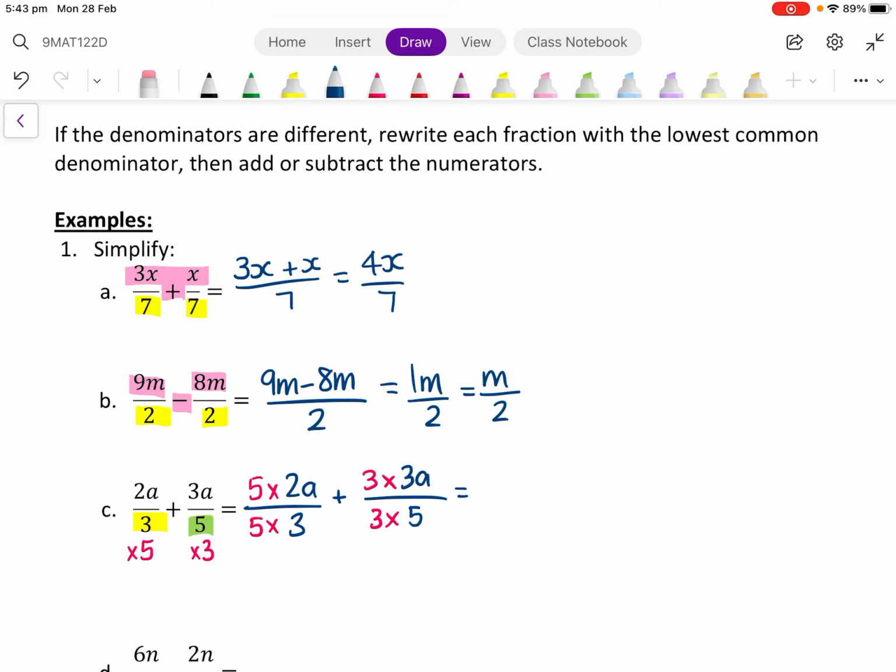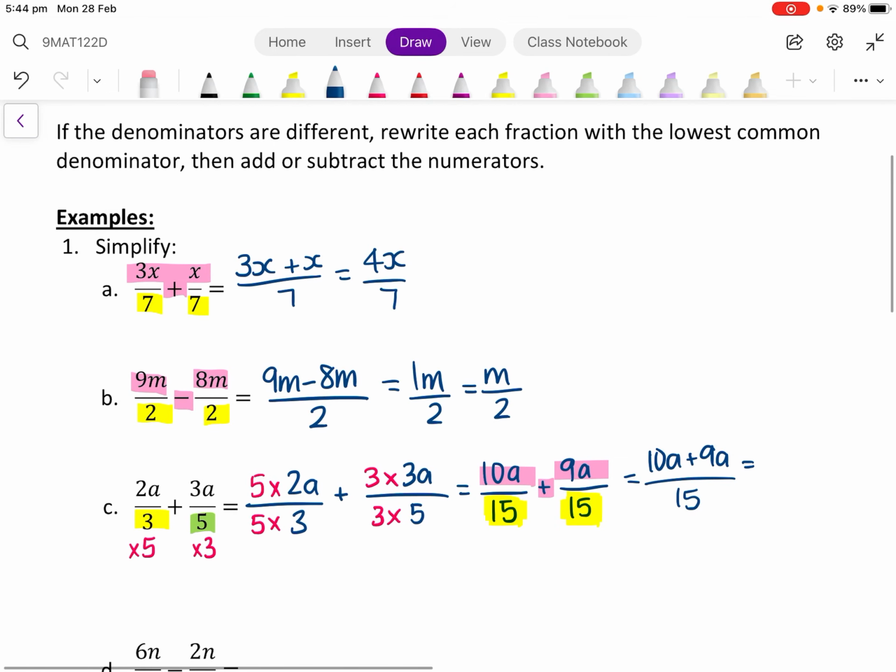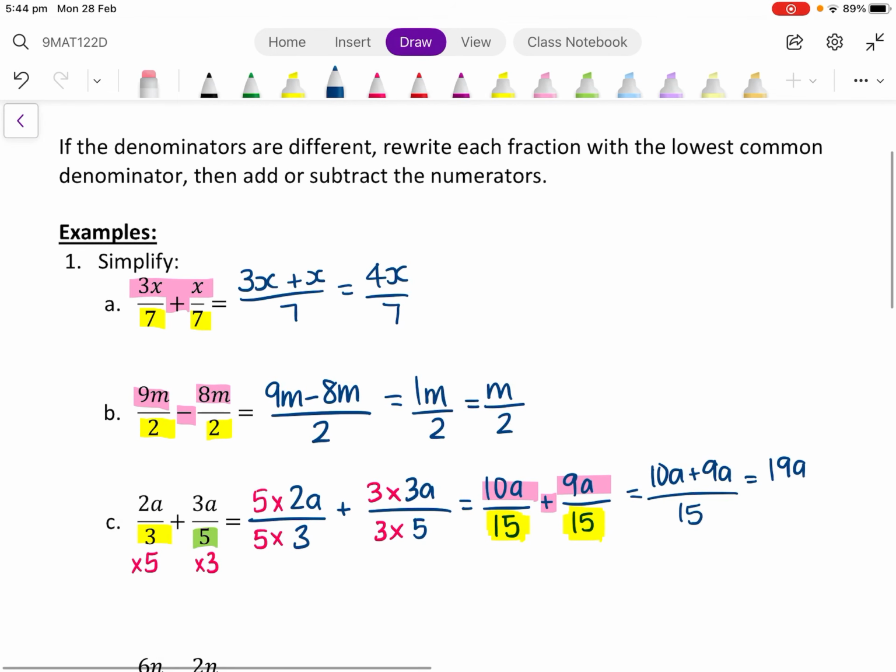Now when we do this, 5 times 2a is 10a over our denominator of 5 times 3, which is 15, plus our numerator of 3 times 3a is 9a over our denominator of 3 times 5, which is 15. Now that we have our denominators the same, we can add our numerators together. So we'll have our numerator to be 10a plus 9a over 15. Now 10a plus 9a is 19a over 15.